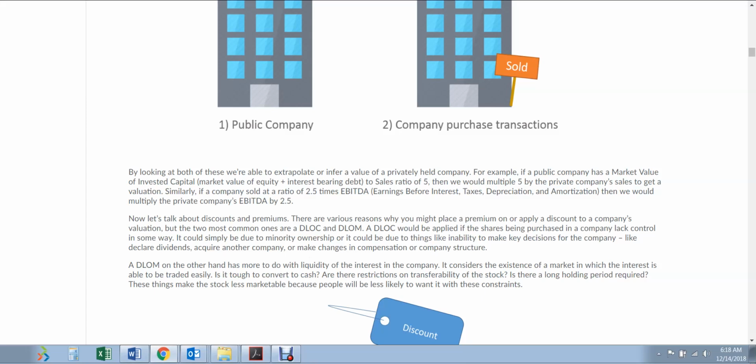Now discounts and premiums. There are many different reasons why you would want to apply a discount to a company or at a premium, but the two most common ones are DLOCs and DLOMs. The DLOC is a discount for lack of control, and you're going to be applying this whenever you're valuing a minority interest or an interest that is majority, but for some reason it lacks control. So you're going to be applying that, and you always apply the DLOC first.